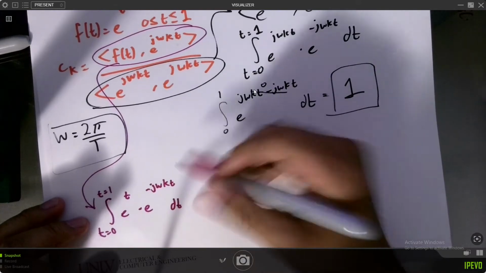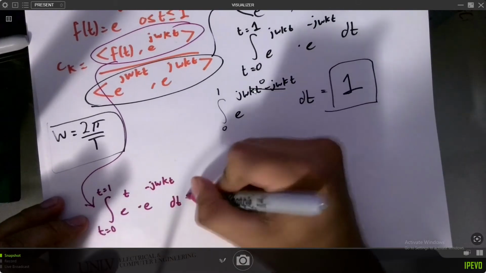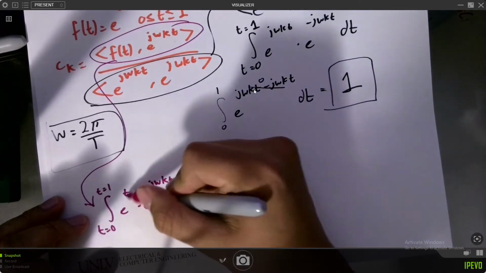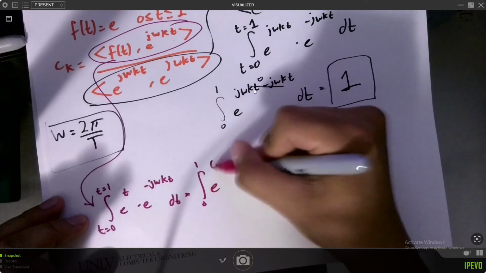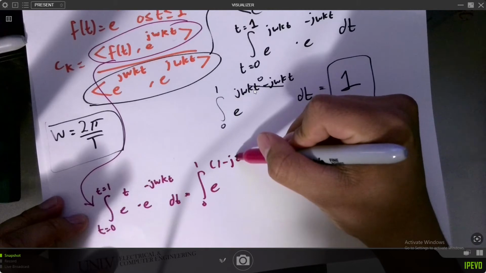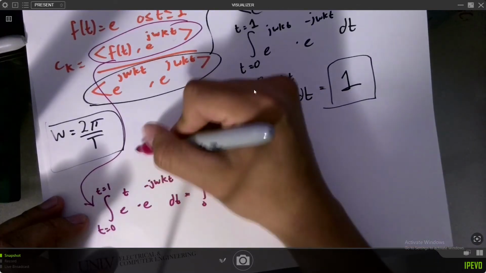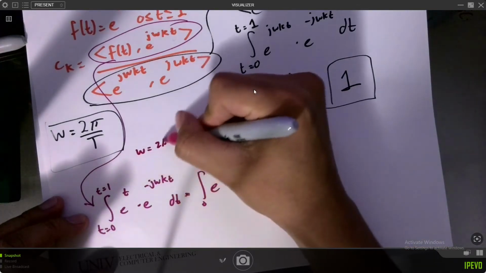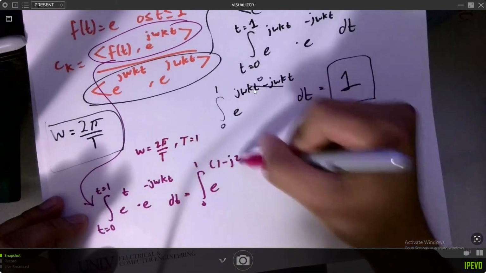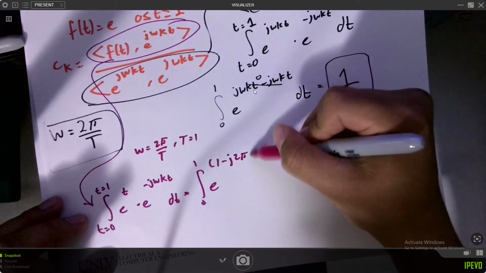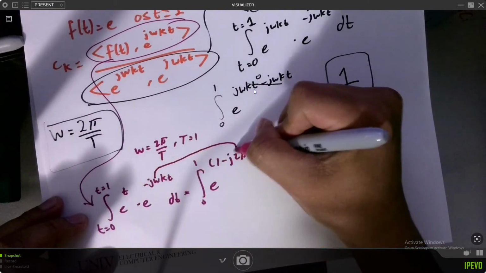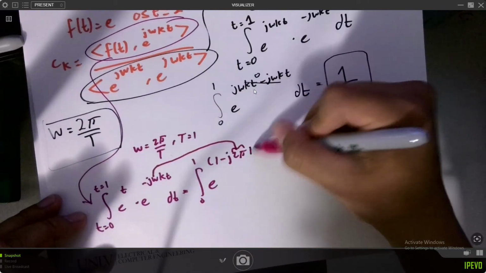Because it might be a little hard to see this multiplication, we have to actually do it. Let's do 0 to 1 of e to the, because the t's are similar, I'll just do 1 minus j. So I'm going to do omega is equal to 2 pi divided by T, but T is equal to 1. And I'm going to do 2 pi, so this right here is this guy right here. So that's what I'm doing. 2 pi kt.